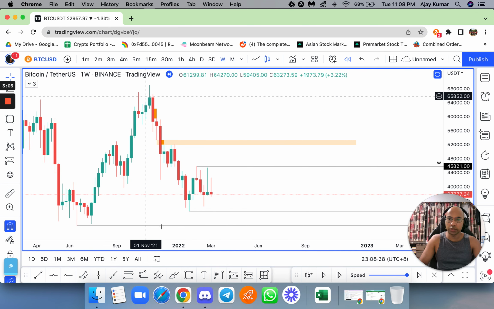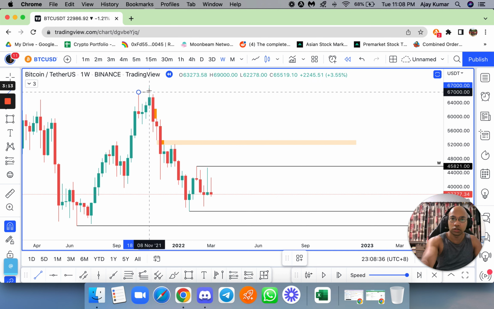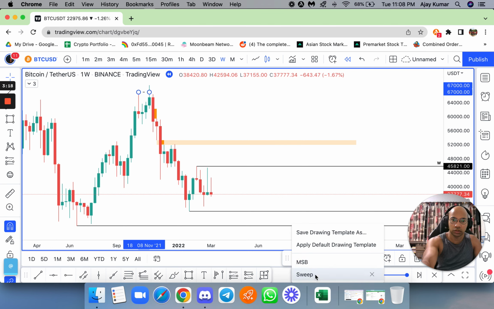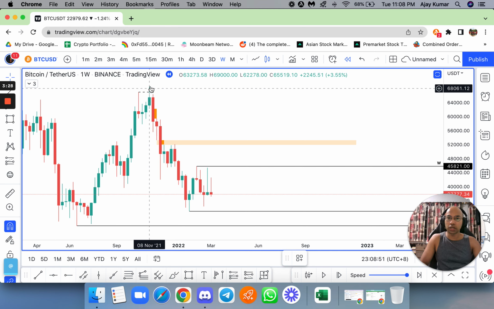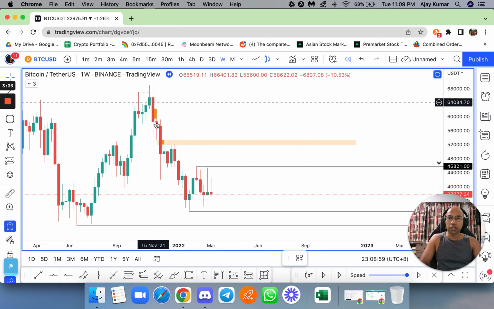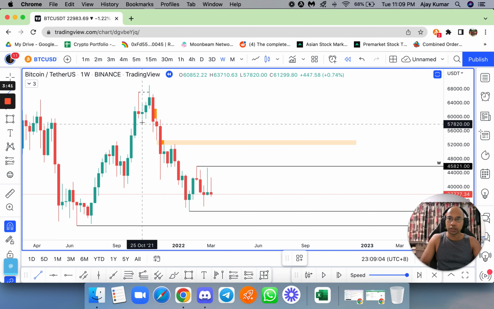Any sweep? There's a sweep here. Just for education purposes, I will show you guys what a sweep is. I will mark out the template. Basically, what's happening here is that price created a high here, then the market makers purposely pushed the price up, took all the liquidity from here, all the sell stops, and then price immediately dropped. And where was the market structure break? It was essentially here.